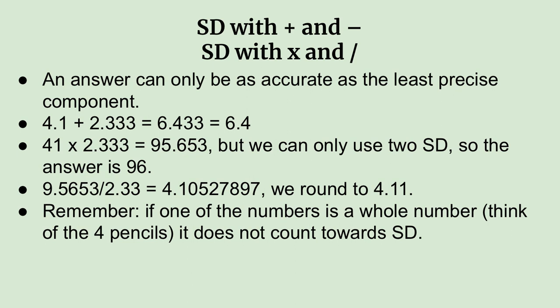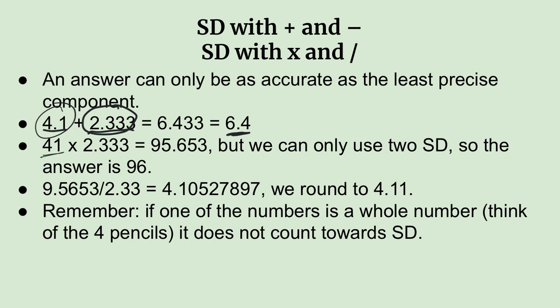For all of these, when we're adding, subtracting, multiplying, and dividing, the answer can only be as accurate as the least precise component. So for that first one, we see that 4 and 1/10 plus 2 and 333 thousandths would round to 6 and 4/10. Even though this measurement here is much more precise, going down to the thousandths, that's a very small detail. We can only put our answer to the most basic significant digits.